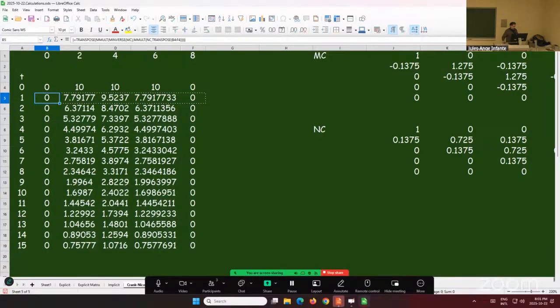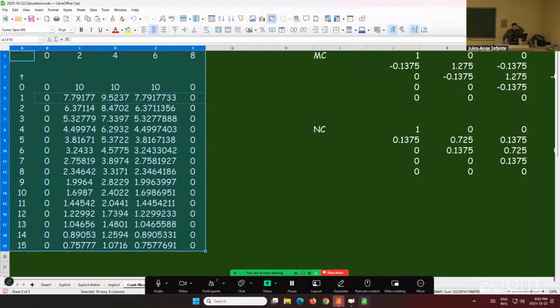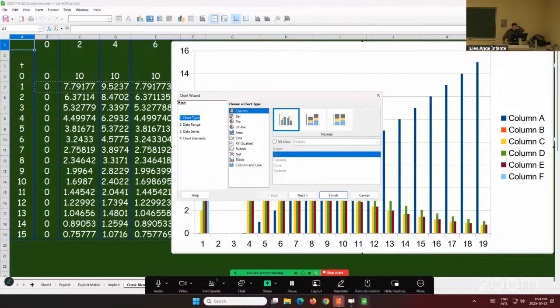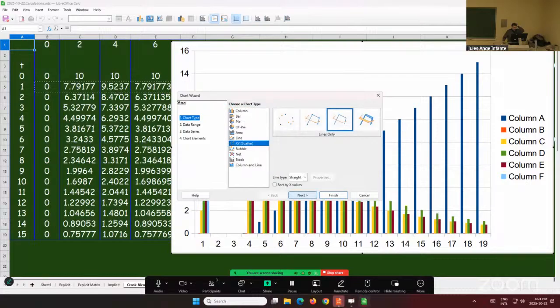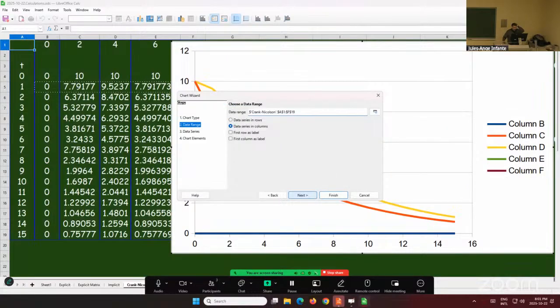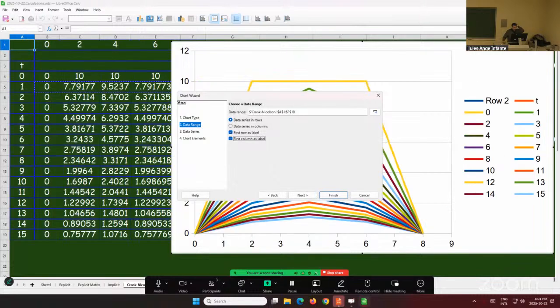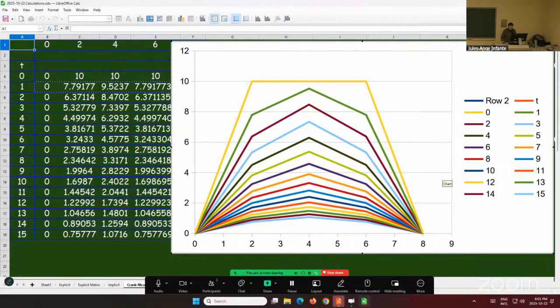Let's do our little graph thing again. Graph. This was scatter. Next.